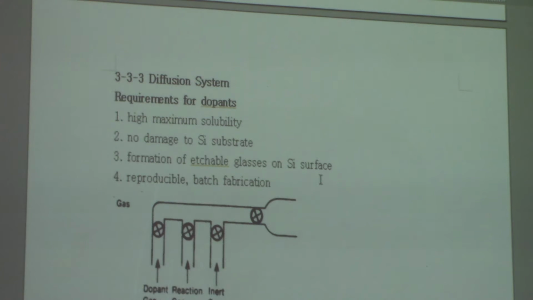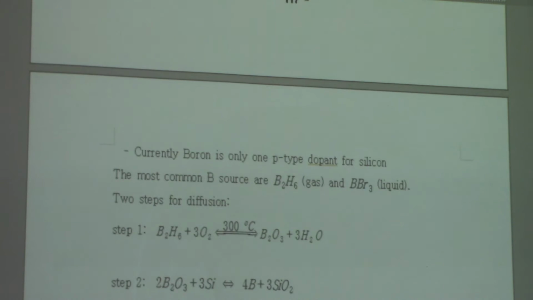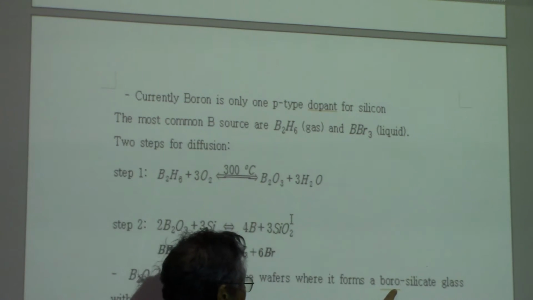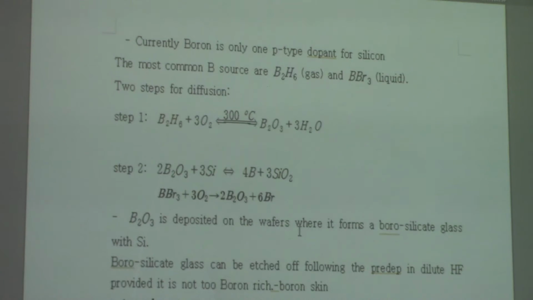So when we talk about the requirements for the dopant, one is the formation of etchable glasses on the silicon surface. It means every dopant will form silicon oxide on top during the process, and that silicon oxide has to be etched. If we cannot etch that, then during the drive-in process the dopant atoms are continuously supplied to the silicon, so we cannot control the exact amount of dopant atoms doped into the silicon. So this silicon oxide has to be removed after the pre-deposition.